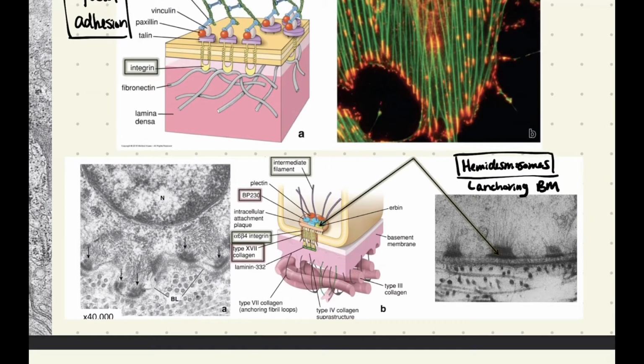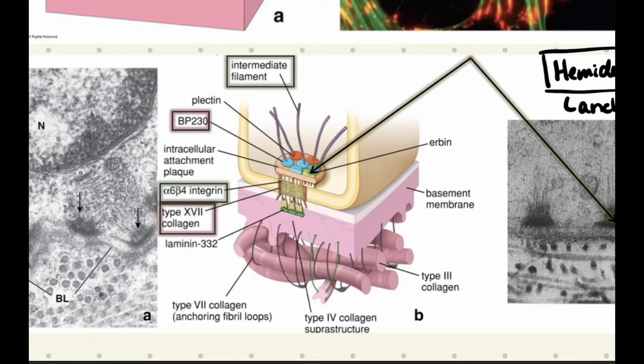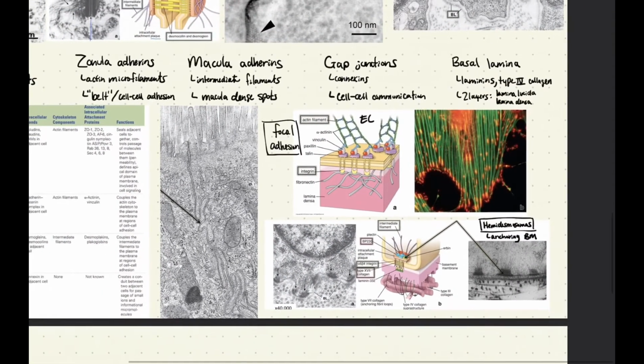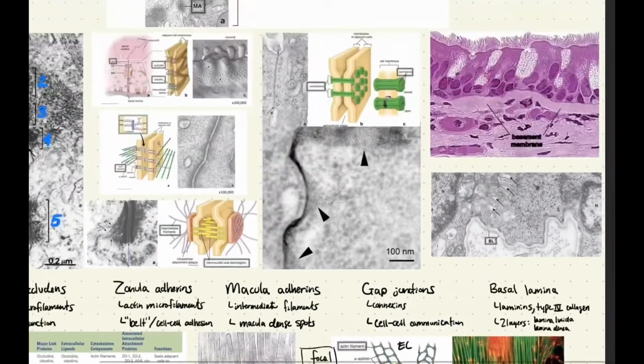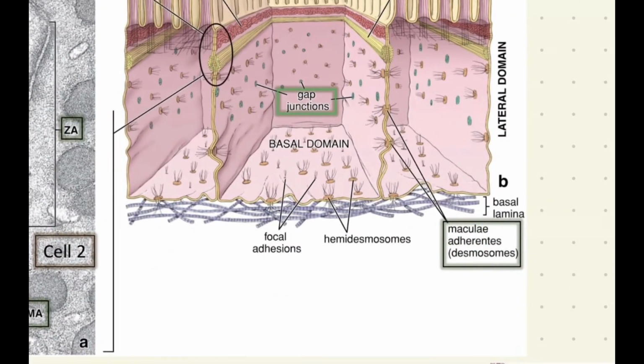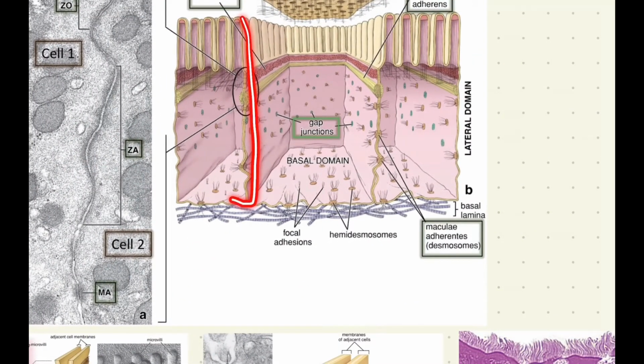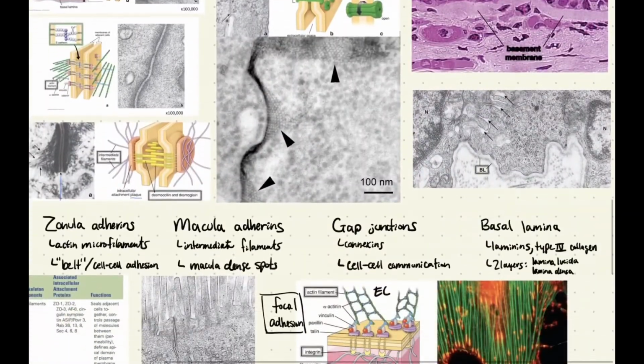So what hemidesmosomes do, they're essentially kind of like your focal adhesion, but instead it's to your basement membrane. So this is going to be the basal part of an epithelial cell attaching to that basement membrane. So if we look here, this is going to be your epithelial cell, and then this is going to be your basement membrane, okay? And it's going to attach itself via these hemidesmosomes.